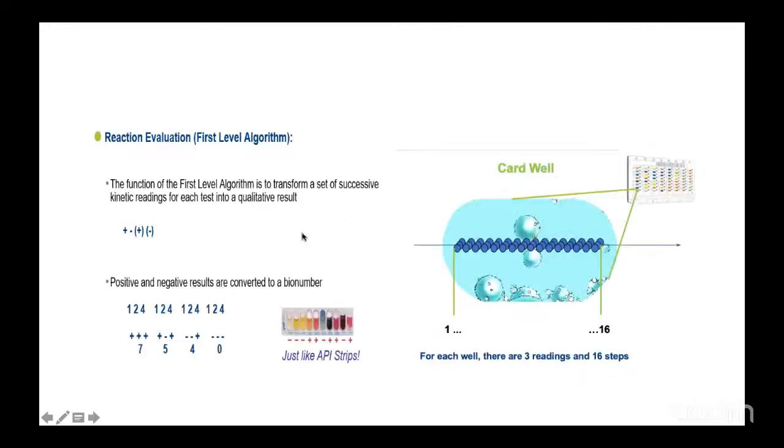So it will transform a set of successive readings into a test which is plus or minus, like we do in our lab. Like in an API strip, we read urease positive, so we write plus; citrate positive with growth, so we write plus; TSI with H2S, K over A, so we write that result. So immediately it converts. Then it starts converting into a bio number, and then the algorithm will convert this bio number into an organism. So for each well there will be 3 readings, and there will be 16 steps.